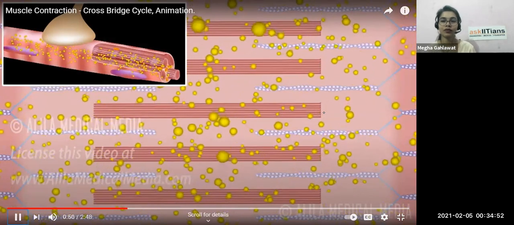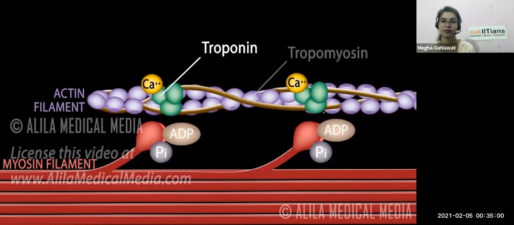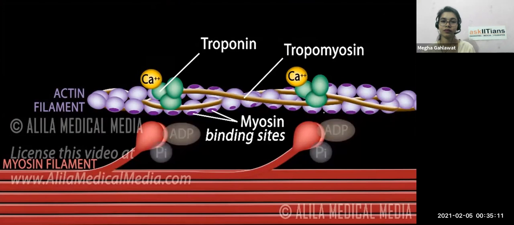The troponin units on the actin myofilaments are bound by calcium ions. The binding displaces tropomyosin along the myofilaments, which in turn exposes the myosin binding sites. At this stage, the head of each myosin unit is bound to an ADP and a phosphate molecule remaining from the previous muscular contraction.